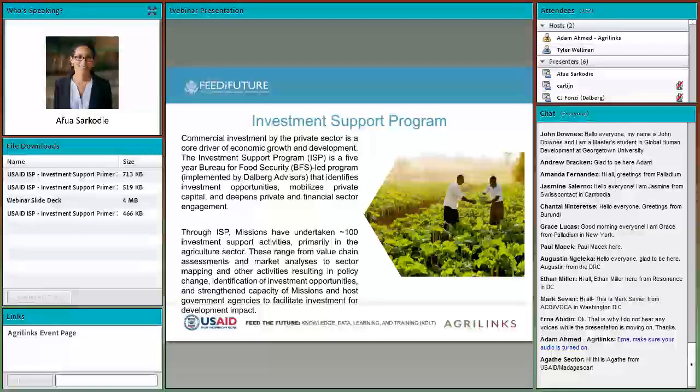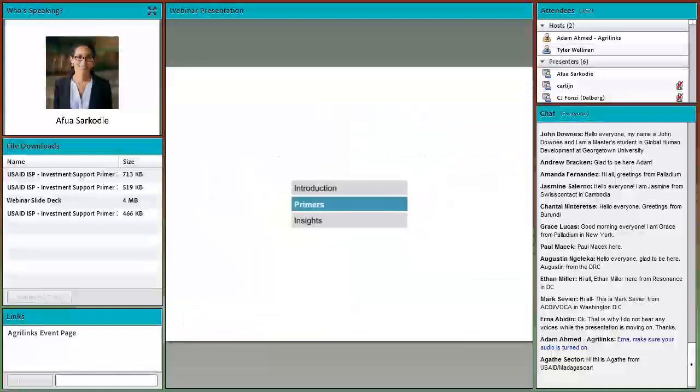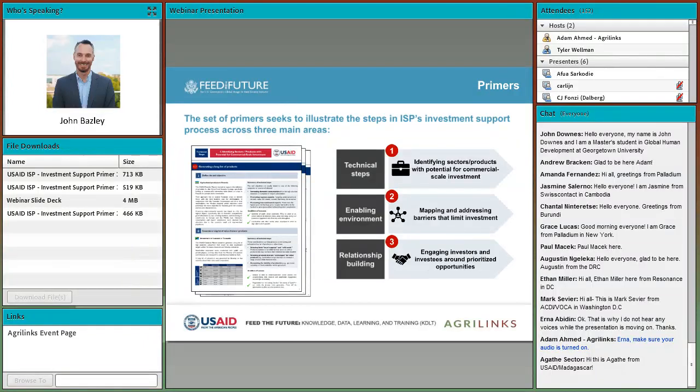And so with that, I would like to hand over briefly to John to talk through the primers that we've developed and a bit about the methodology and how we got there.